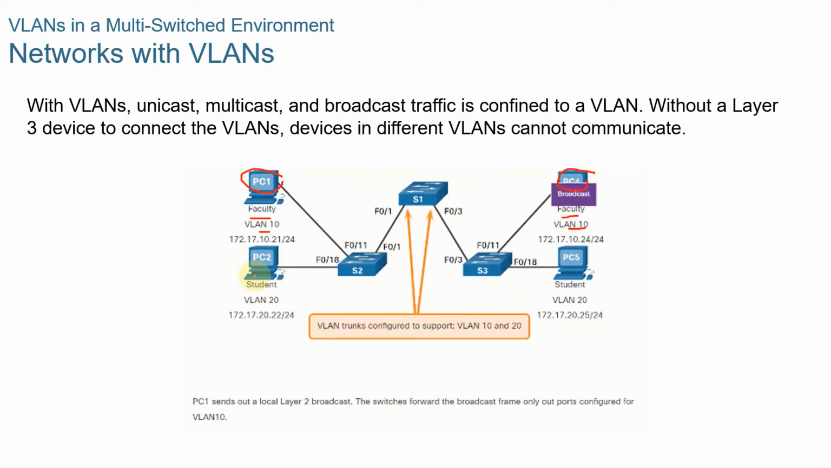Now, the ports that comprise the connection between switch 2 and switch 1, which is FA01, and between switch 1 and switch 3, these two links here would be our trunk, which supports both VLAN 10 and VLAN 20. So take note that trunks should support all the VLANs configured on the network.